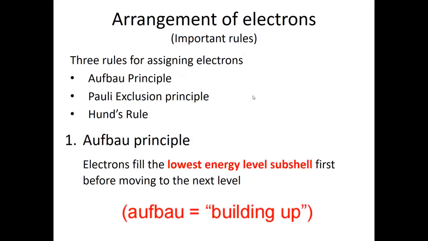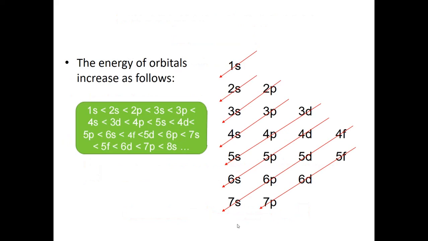And then arrangement of electron. Selalunya kita akan pakai 3 rules, which are Aufbau principle, Pauli exclusion principle, and Hund's rule. So what is Aufbau principle? Aufbau principle states that electron fills the lowest energy level subshell first before moving to the next level. And Aufbau equals building up. And the energy of orbital increases as follows.